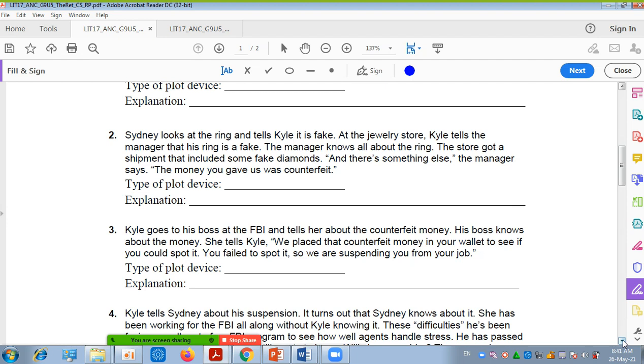Was counterfeit. Did you understand what happened here? Yes, what happened? He goes to the jewelry store to get back his money and says that the ring is fake. Yes. He goes to the manager of the store, and the manager knows that the ring is fake.